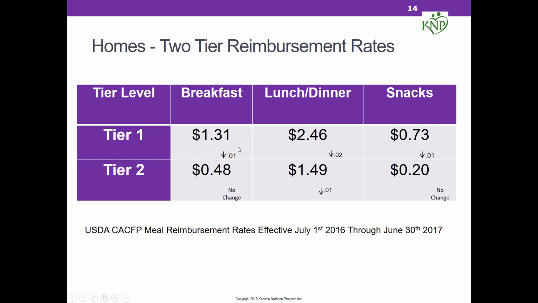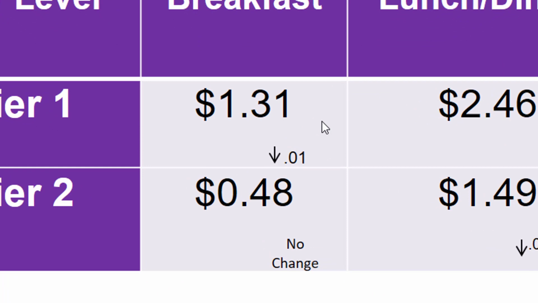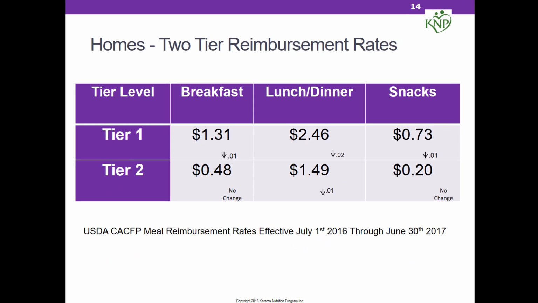So just for reference, if you look in the bottom right-hand corner of each block, this shows you the change, or how much each rate changed as compared to the 2015-2016 rates. So for example, the Tier 1 breakfast went down by 1 cent as compared to the previous year, but the Tier 2 breakfast had no change. And again, these rates are subject to change each year on July 1st.